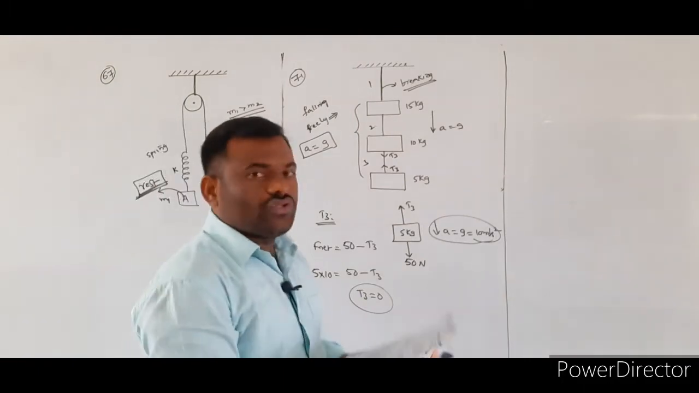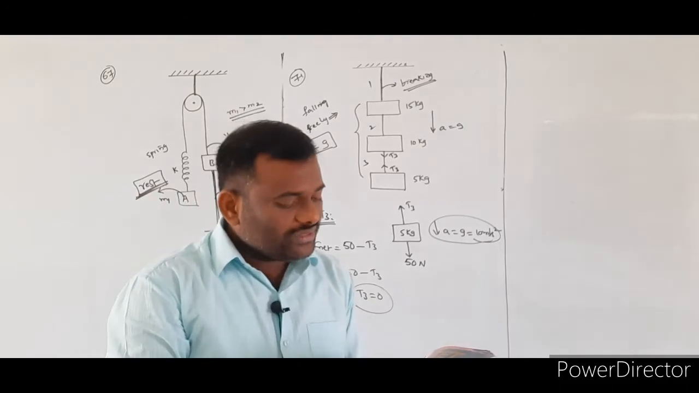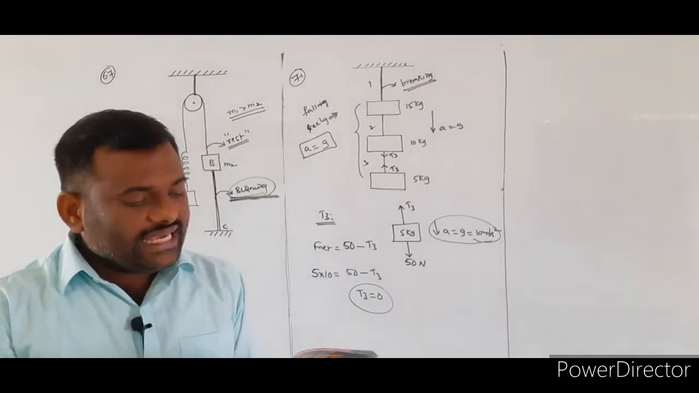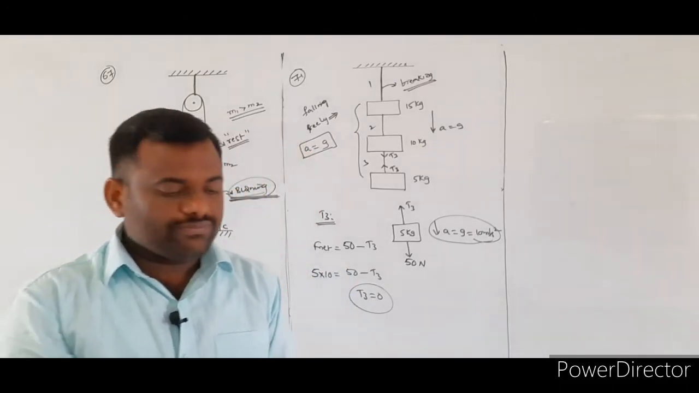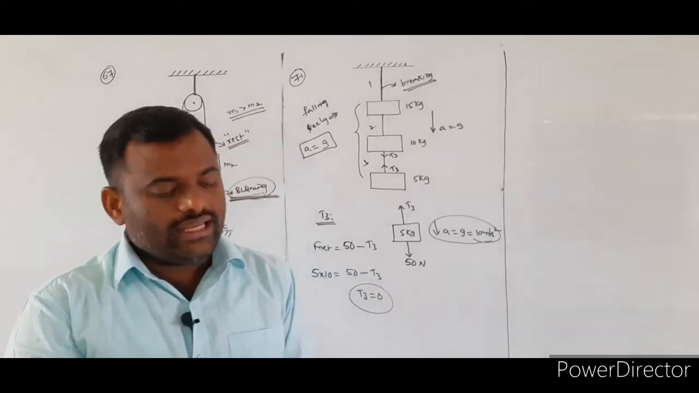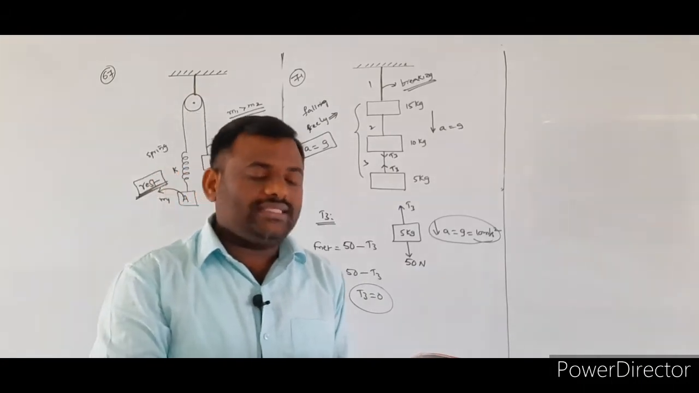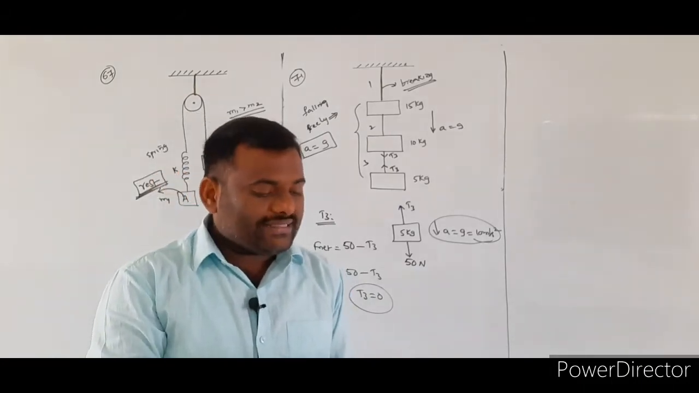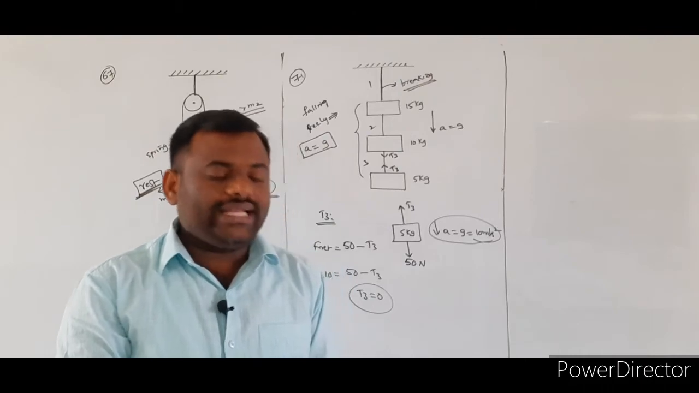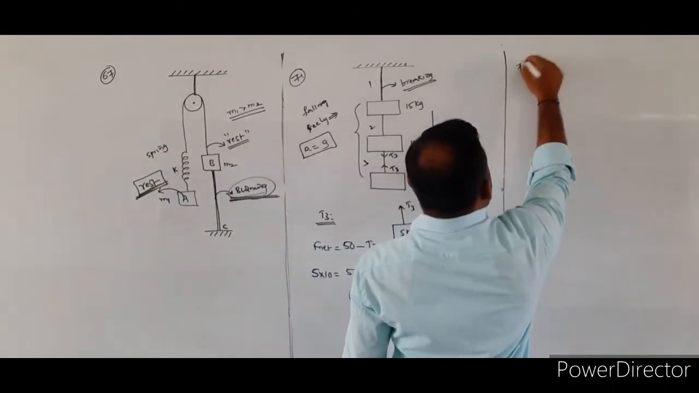Now we are going to solve 72. In 72, they are asking: a 60 kg man is inside a lift which is moving up with an acceleration of 2.45 meter per second square. The apparent percentage change in his weight is. So this is a lift application, problem number 72.